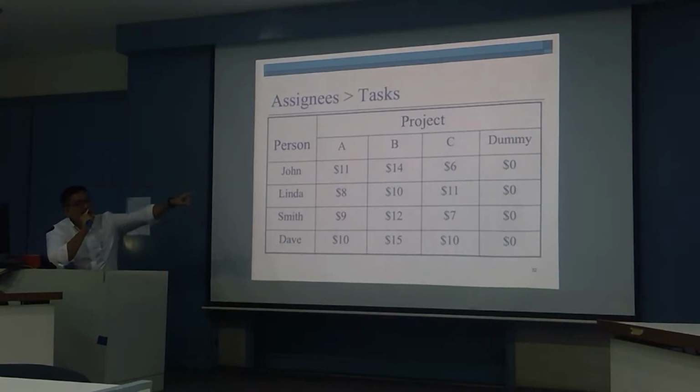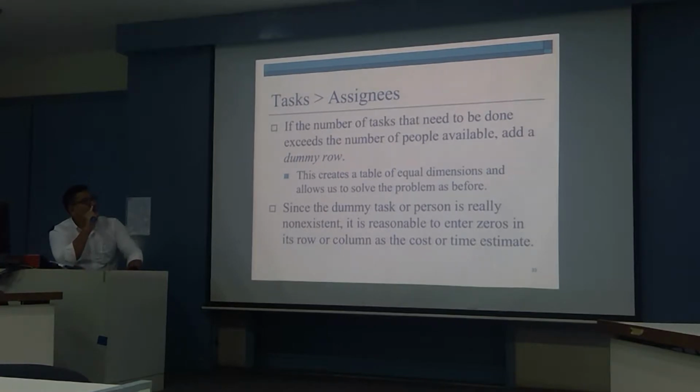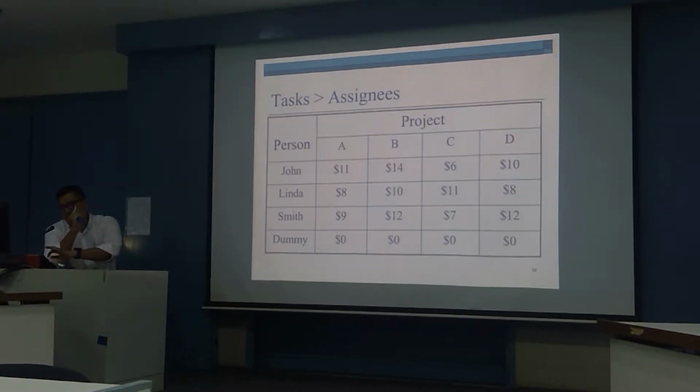In this case, if you add a dummy column like this, then when you do the first step, the row reduction, you get this table because the lowest number is 0 for each row. And again, if you have the case where the number of tasks is more than the number of assignees, you need to add a dummy row with all the costs being 0. And again, when you start with the row reduction, the column reduction is equal to the row reduction because the lowest value in each column is 0. So we don't care whether it is equal or unequal.